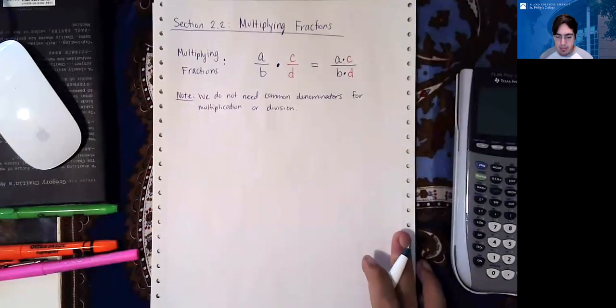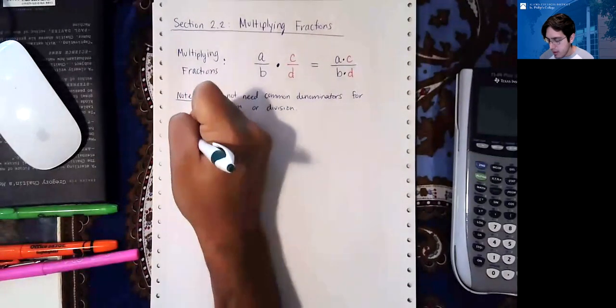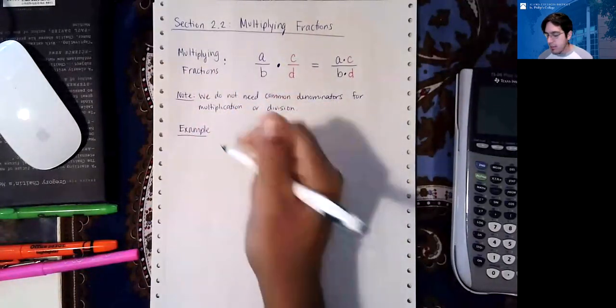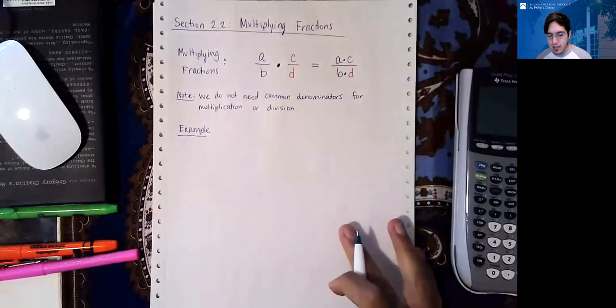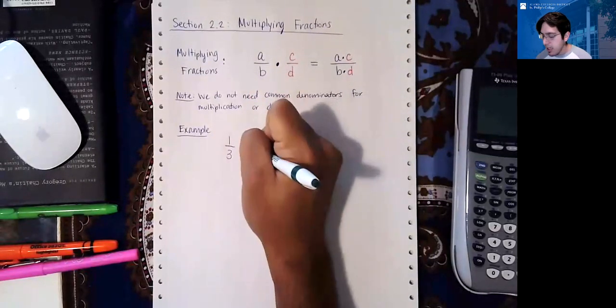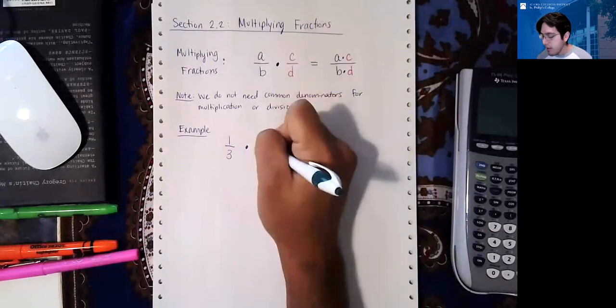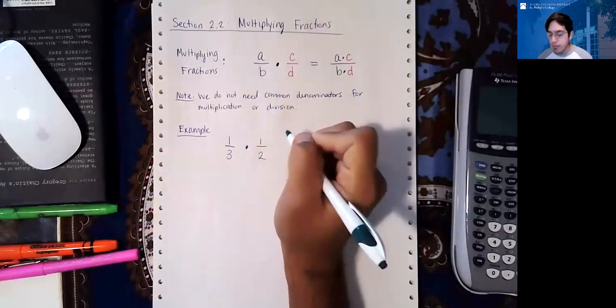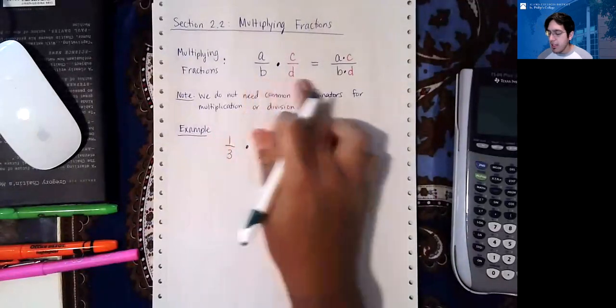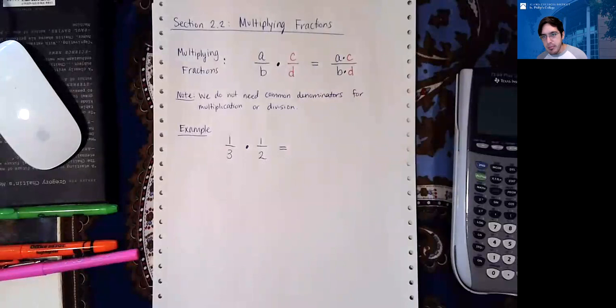So let's look at an example. We'll talk our way through this example and then we'll look at some more practice. If I was doing 1/3 and I multiplied that by 1/2, using the rule up here, what should my result be?